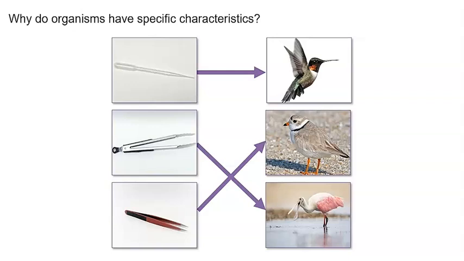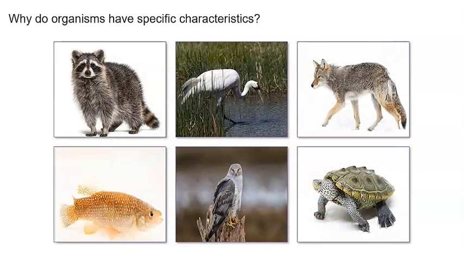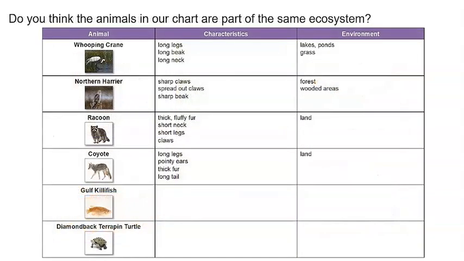In our last lesson, we learned that different birds have different beaks to help them get the food they need to survive. And today we learned that animals use different characteristics to survive in different environments. Do you think the animals in our chart are part of the same ecosystem? Well, some of the organisms live in different environments, but I think the animals could be part of an ecosystem that has different types of environments near each other.